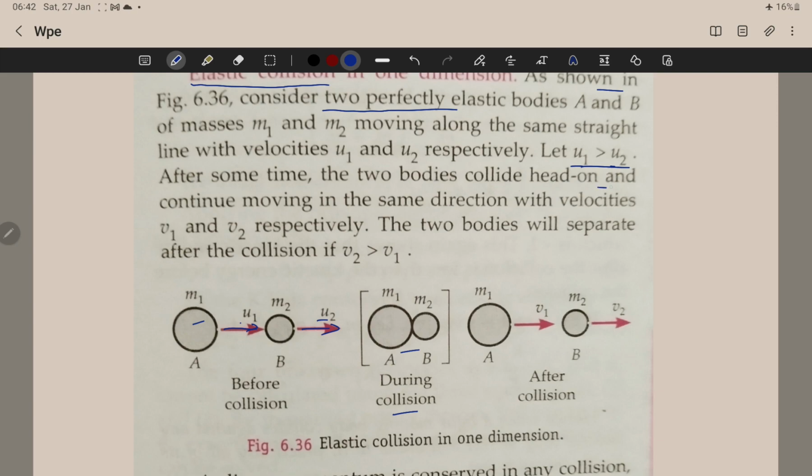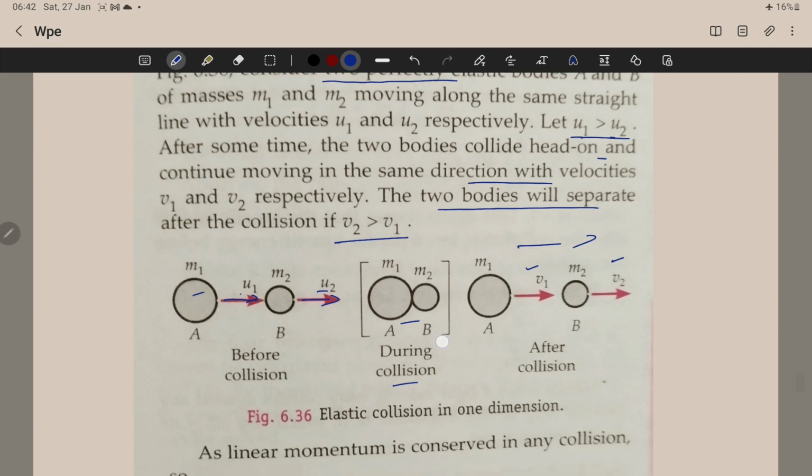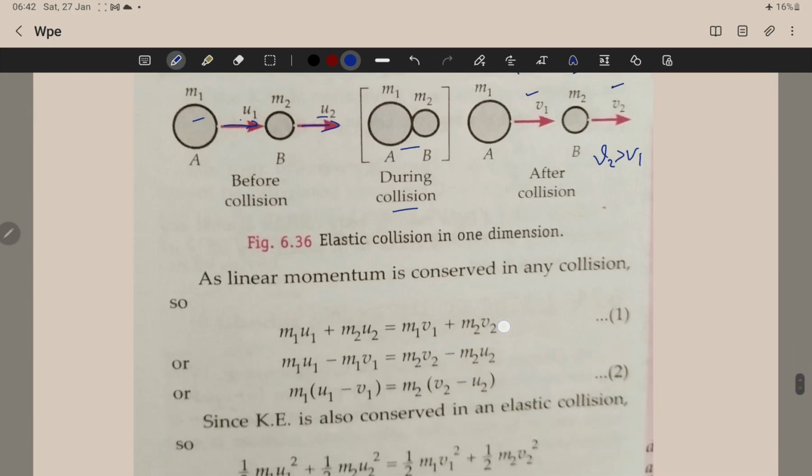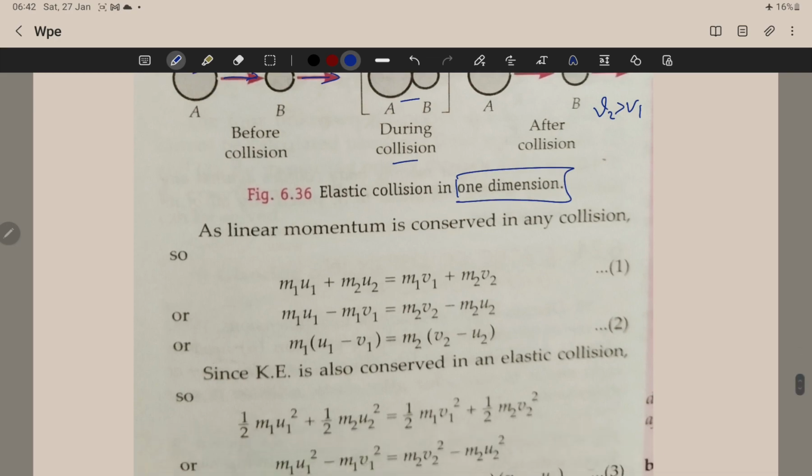The two bodies collide head on, and they continue moving in the same direction after the collision, but their velocities change. The velocities become v1 and v2 respectively. The two bodies separate after collision, so v2 is greater than v1. Earlier u1 was greater than u2, but now v2 is greater than v1 after the collision. So this is an elastic collision, and the assumption is one dimension.